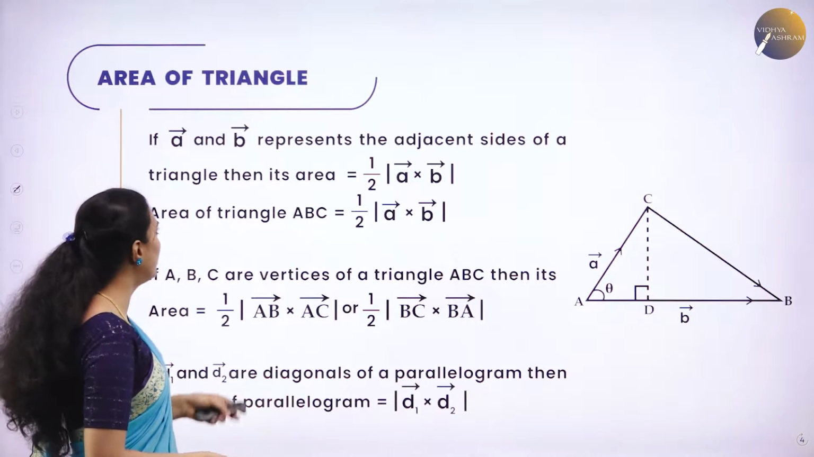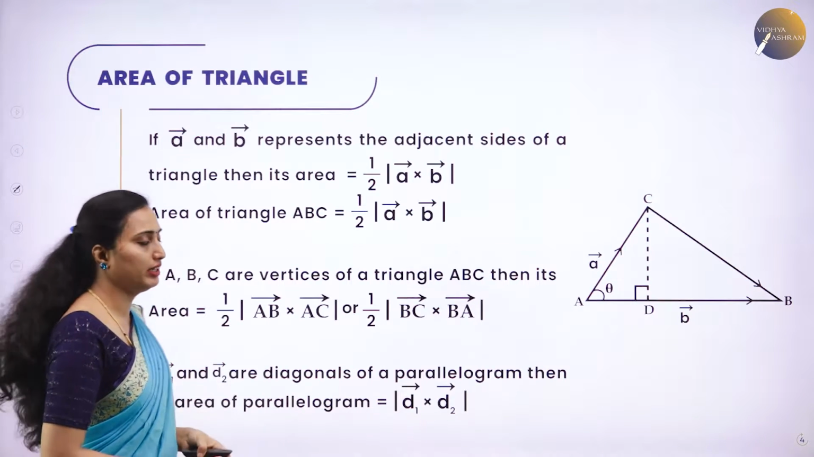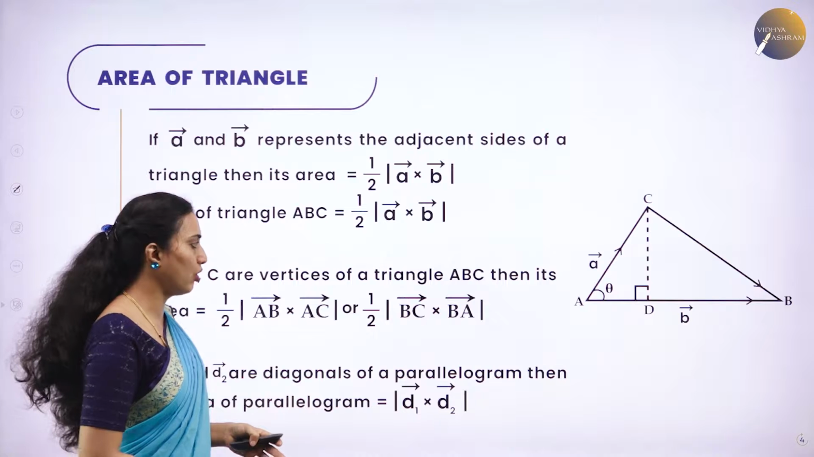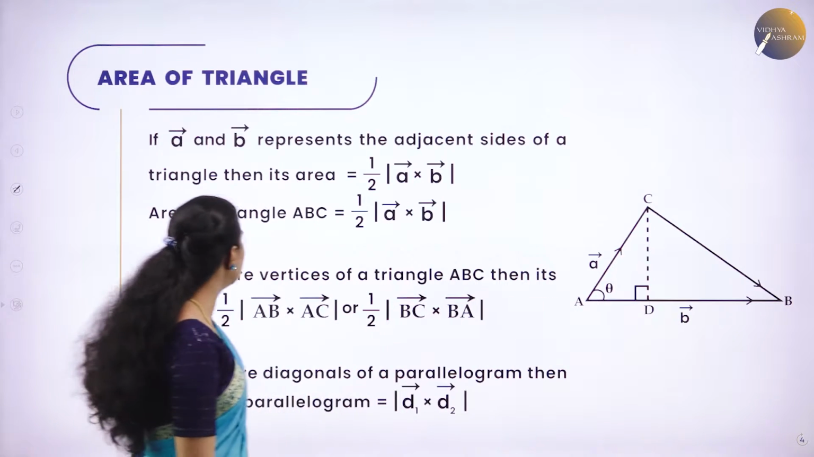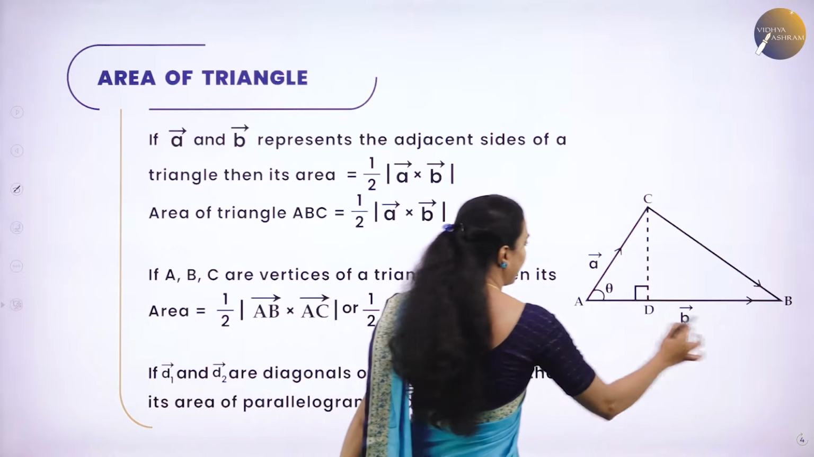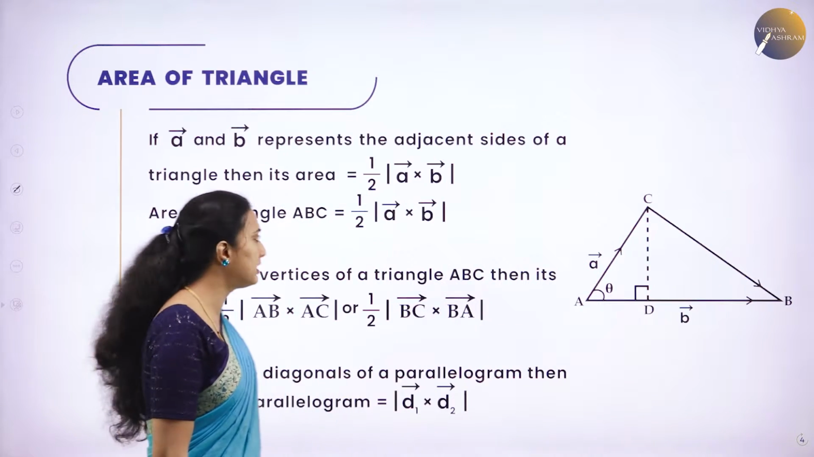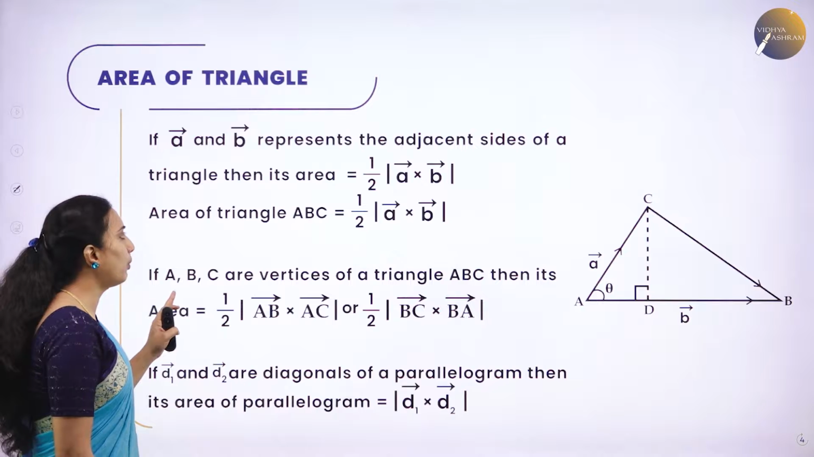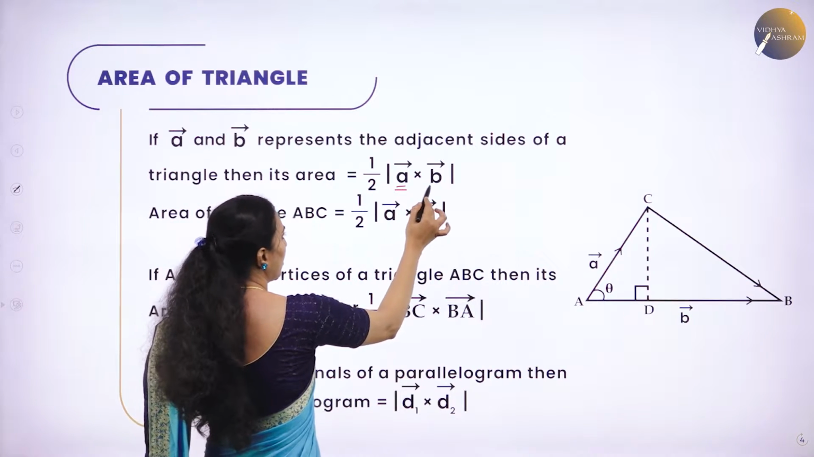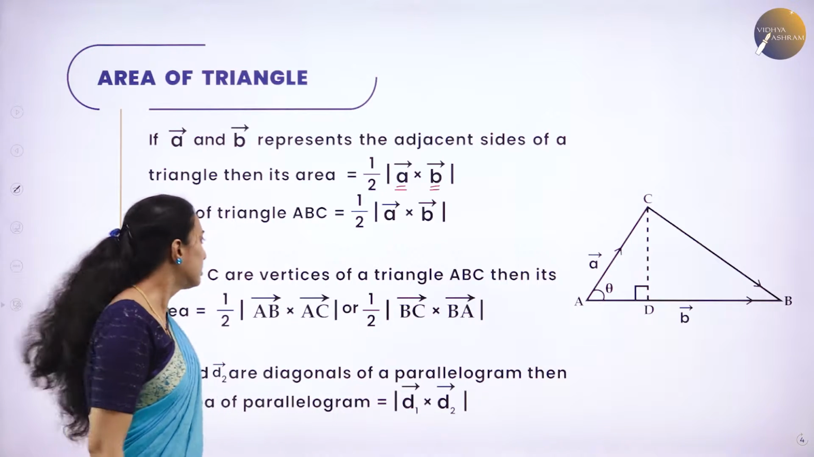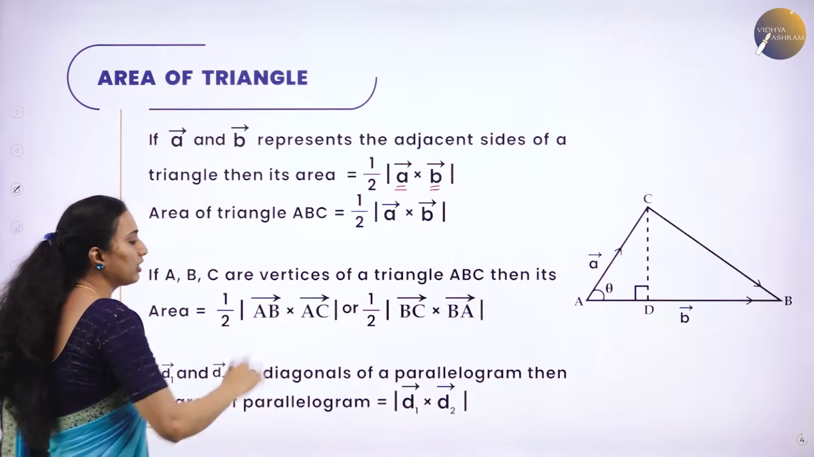Next we'll be moving on to: if A vector and B vector represent the adjacent sides of a triangle, okay, triangle ABC, then we are going to have the area of a triangle given by half into A vector cross B vector. Understood?